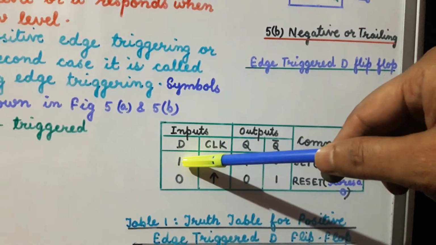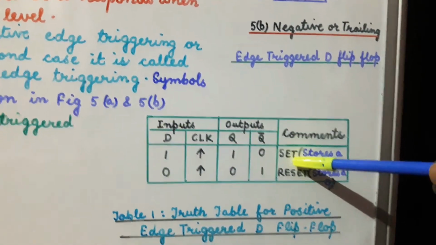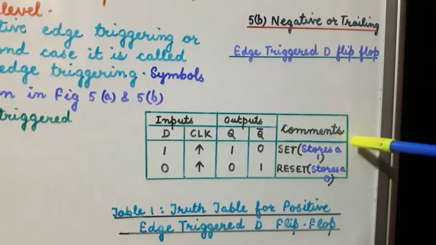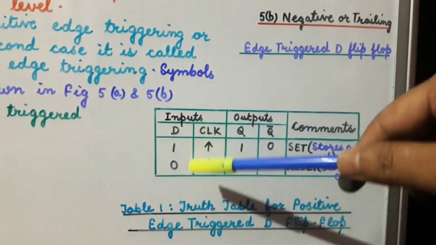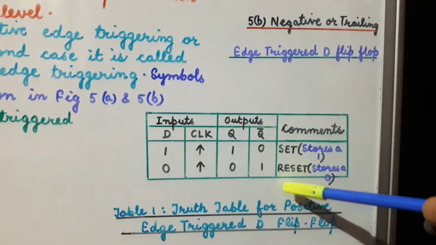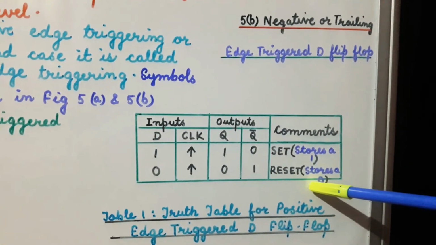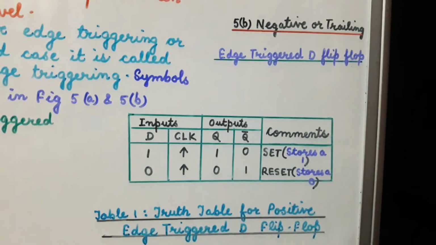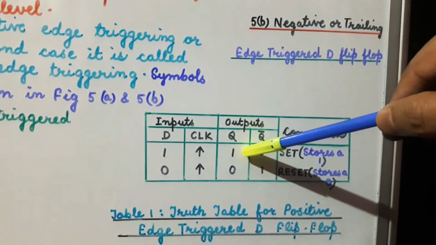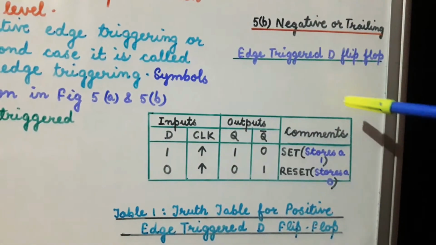So we find that when the value of D is 1, the output is 1, and so the flip flop will get set. That is, it will store a 1 as the binary information. Similarly, when the value of D is 0, the value of the output will also be 0, and the flip flop will get reset. That is, it will store a 0 as the binary information. So here we find that the same data is transferred to the output. That is why this flip flop is also called the data flip flop.